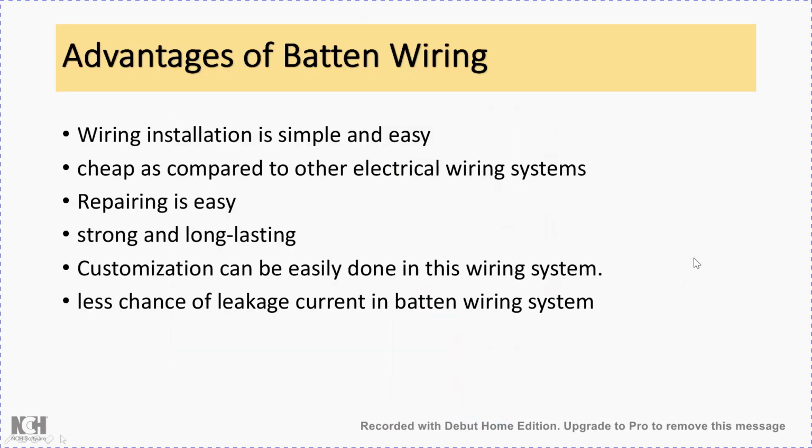Okay, then next let us see the advantages of batten wiring. So wiring installation is very simple and easy, and it is cheap as compared to other electrical wiring systems because not much material is required here. Repairing is very easy as it is completely exposed. Then strong and long lasting, as the cables are not only insulated but they are also covered with the toughened rubber sheet or CTS, cab tyre sheet.